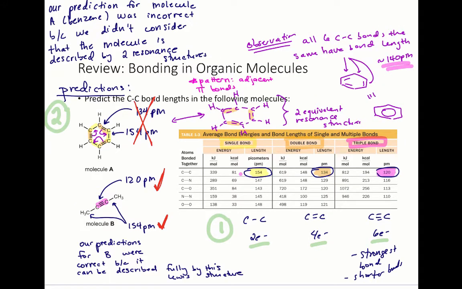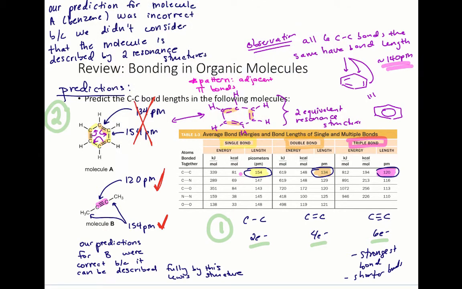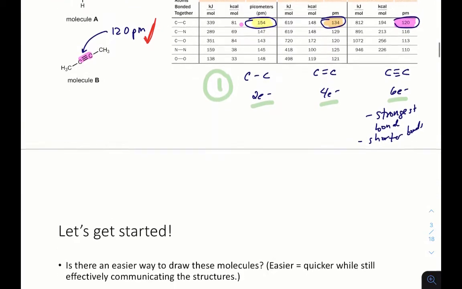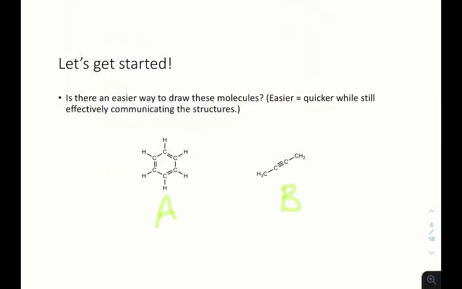You may have noticed that during this discussion, I subconsciously fell into my habits as an organic chemist, and I drew molecule A like this. And you may have wondered, where did all the carbon atoms go? Well, it was a lot easier when I drew it like this. So that transitions us into our first topic for today, which is: is there an easier way to draw these molecules A and B? And the answer to that is yes, there is an easier way.